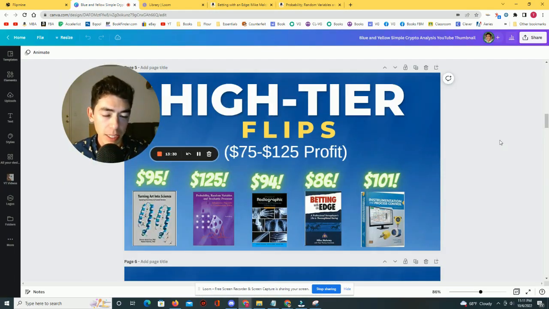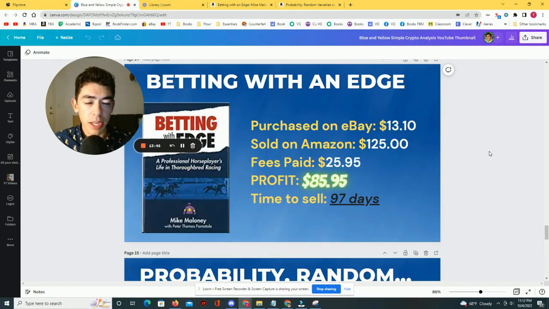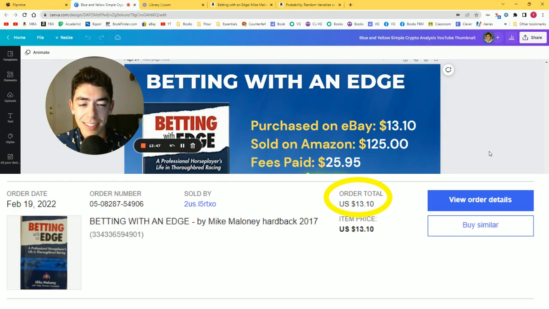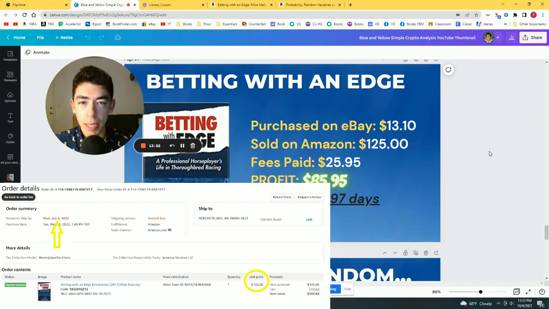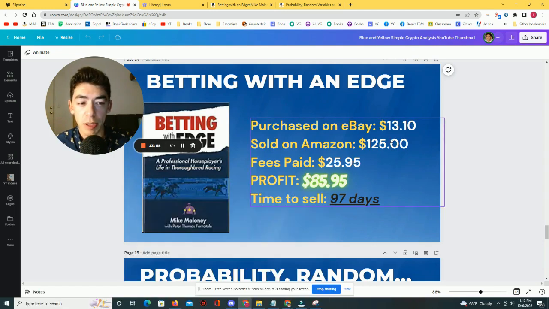These are books that I made over $75 profit on, and we're gonna look at these two: Betting with an Edge and this probability book here. Okay, so Betting with an Edge, I bought this for $13.10 on eBay using Flipmine. Sold on Amazon for $125, paid Amazon $25 in fees, which if you look at the difference between what I paid for the book and the fees I paid Amazon, it's about double.